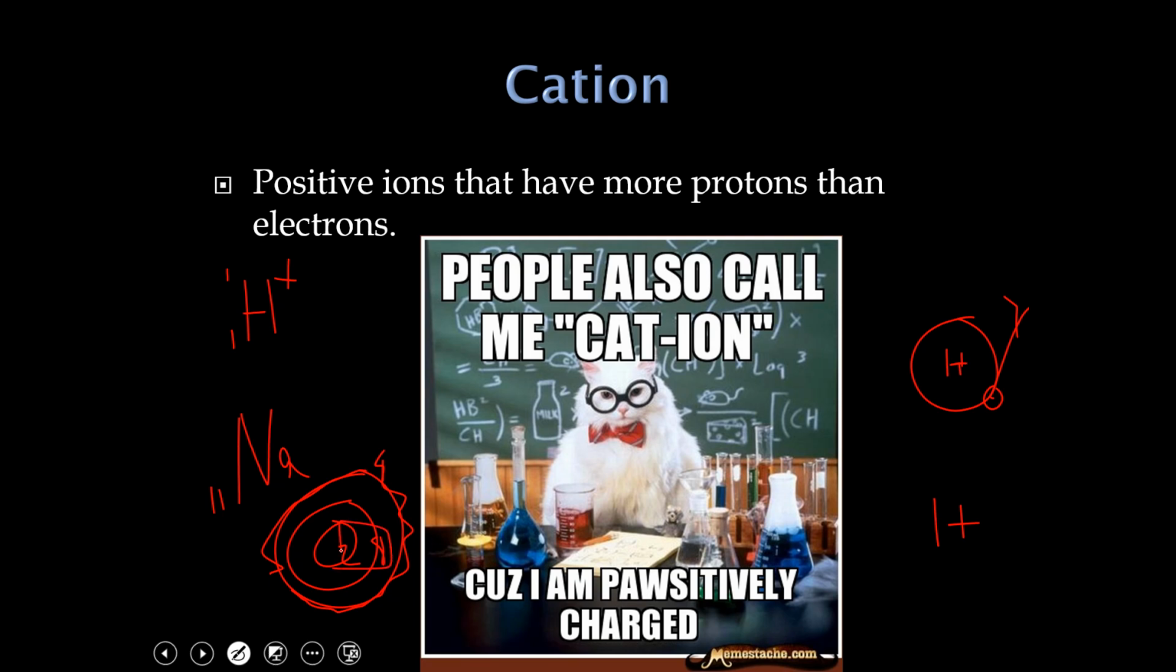Whichever subatomic particle you end up with more of, that's the charge you're going to have. So we have 11 positive protons versus just 10 electrons, so sodium ends up being a positive charge. Anything that loses an electron is losing negative, which means it's becoming positive, and so that would make it a cation or a positive ion.